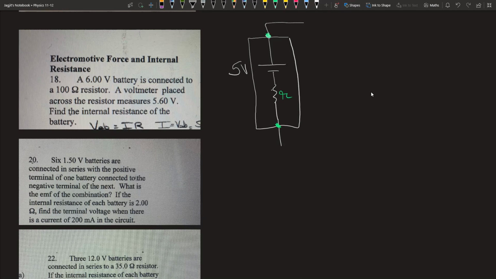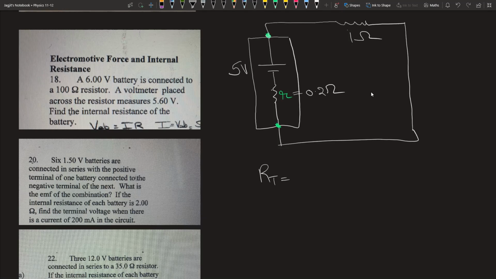So let's have a look at a simple example. Let's say this battery is connected to a resistor, and then we have this circuit, and let's say this is our 1 ohm resistor. Now, let's say this resistance right here is 0.2 ohms. So folks, the first thing you would do is find the total resistance. Because they are in series, it's going to be 1 plus the internal resistance, which makes it 1.2 ohms. My total voltage is 5 volts.